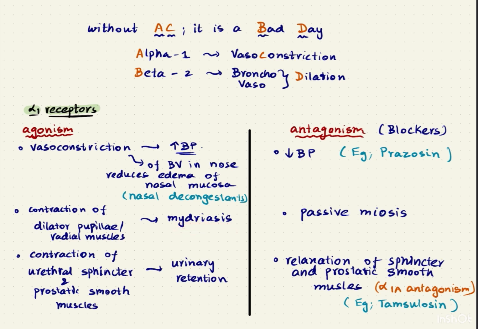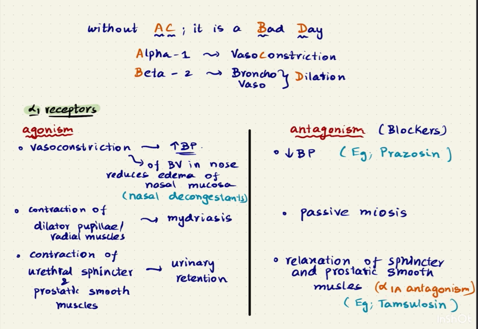Antagonism of the alpha 1 receptors which are present in the sphincter and the prostatic smooth muscles can produce relaxation of these muscles, and therefore this property is being used for the treatment of benign prostatic hyperplasia, at least for the symptomatic treatment, where the urinary retention in BPH can be corrected by giving a drug by the name of tamsulosin, which is an alpha 1A selective antagonist.